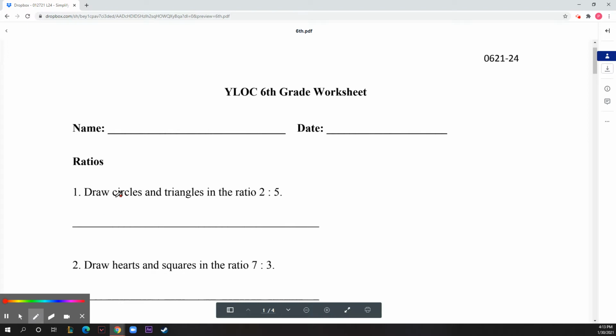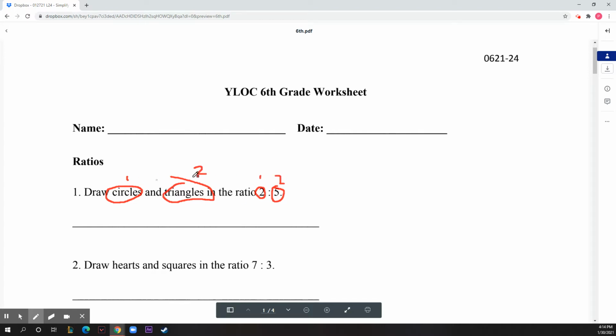When you're doing ratios, what you want to make sure is that the first one and the first one relate to each other. So circles is the first term and two is the first term. Triangles is the second term and five is the second term. So one, two, and two.